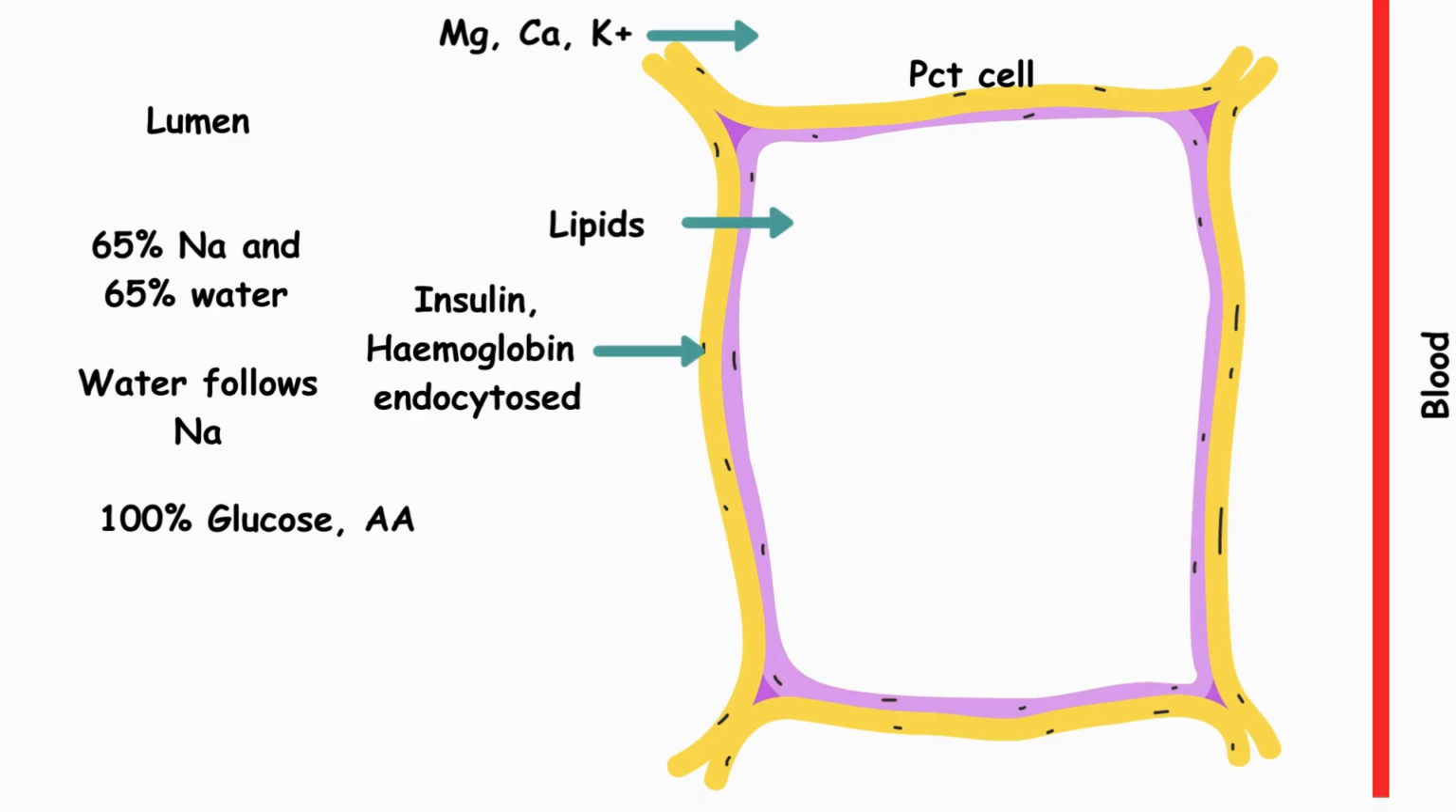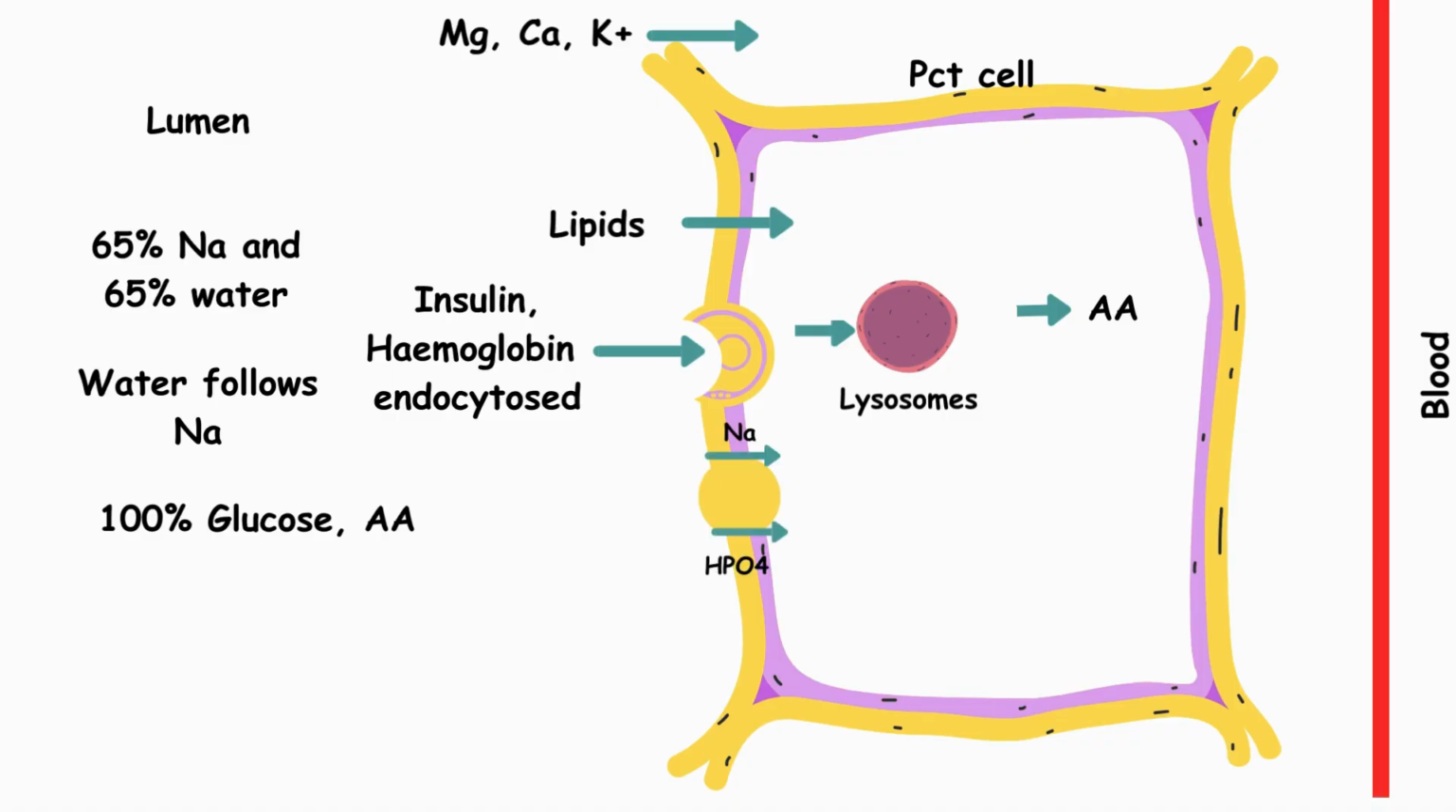Small proteins like insulin and hemoglobin are endocytosed by the cell, where they combine with lysosomes and are digested into amino acids, which are absorbed into the blood. Phosphate ions are reabsorbed with the help of sodium, in the same way as it helped to absorb glucose. But phosphate ion absorption is regulated by parathyroid hormone.